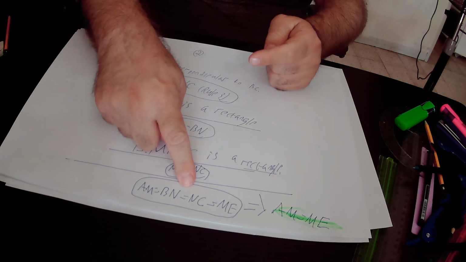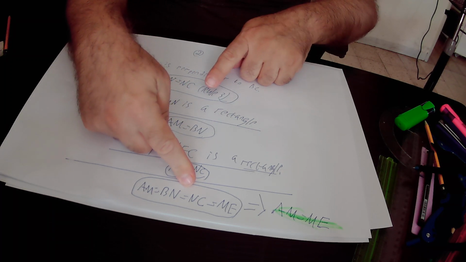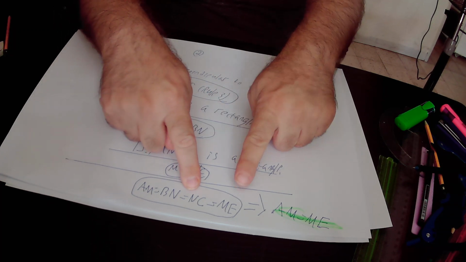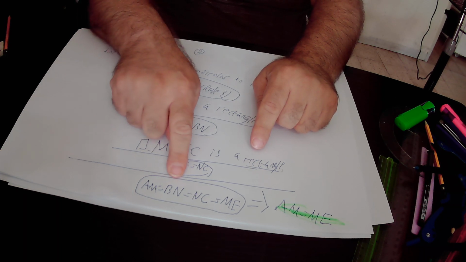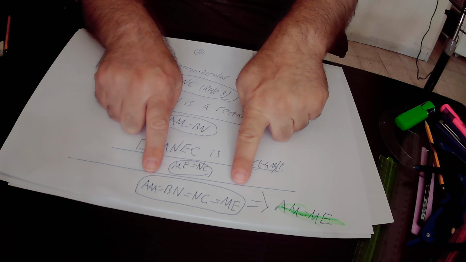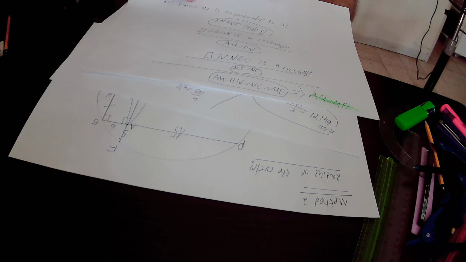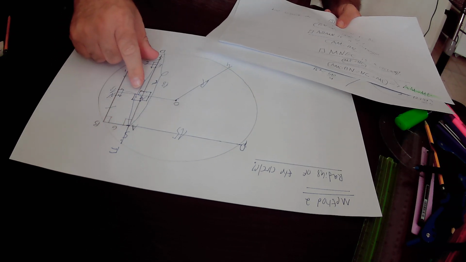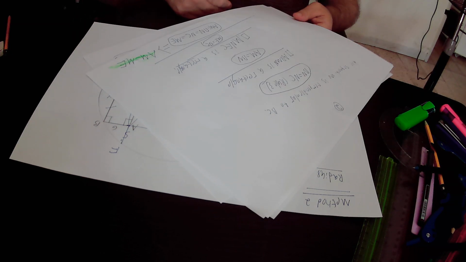And we have already found out that NC equals EM. So we can write here that NC equals EM. And from this long equation, AM equals BN equals NC equals ME, we will derive that AM equals ME. Here we can write that AM equals ME.